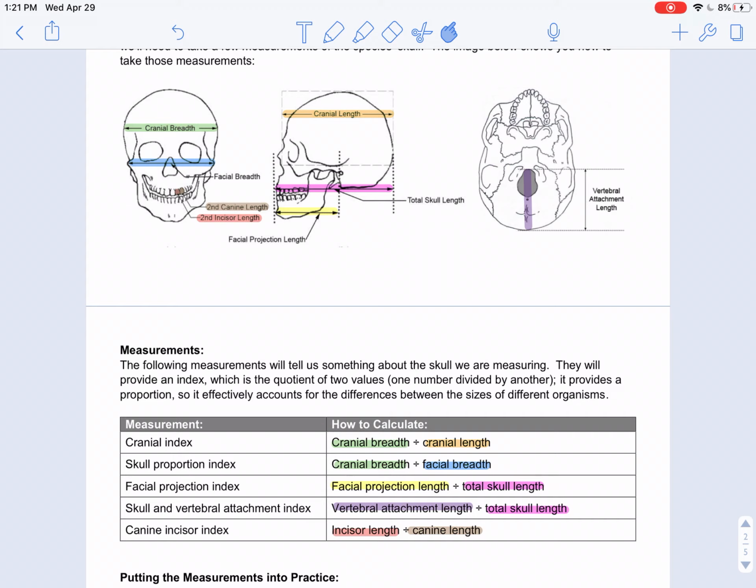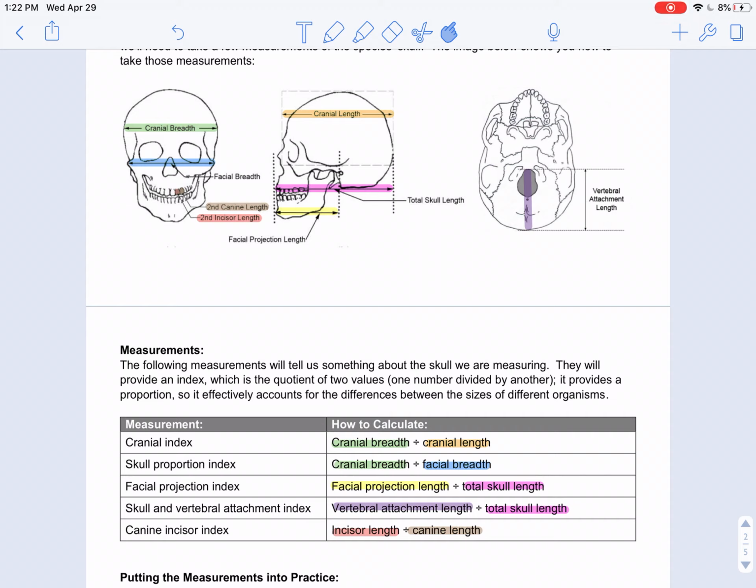So for that reason, the facial projection index is another good indicator of how modern versus how ancestral the species is. For the facial projection index, you take the yellow facial projection length and divide it by the total skull length. So the yellow line divided by the pink line. Therefore, the larger this index is, the more ancient the organism would be. The longer that yellow line is, the bigger the jaw is in proportion to the rest of the skull. And that is not a characteristic that we have as modern humans. Our jaw is much smaller compared to our larger cranial length.